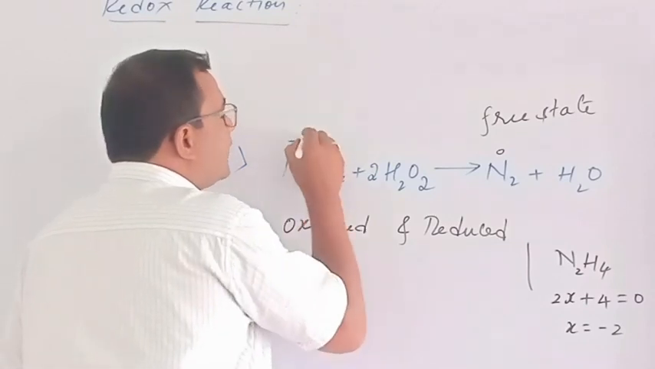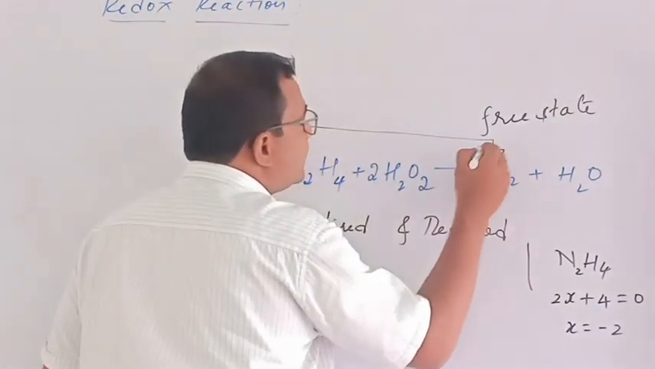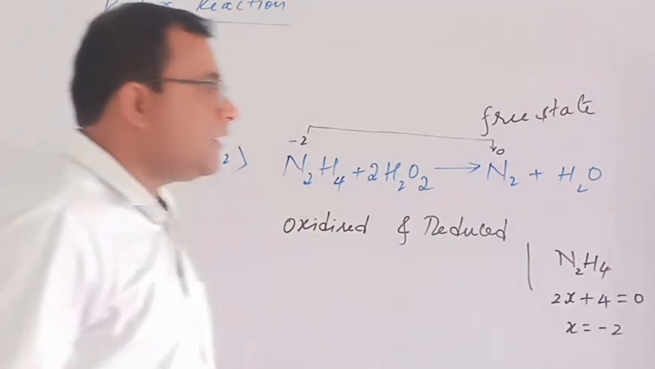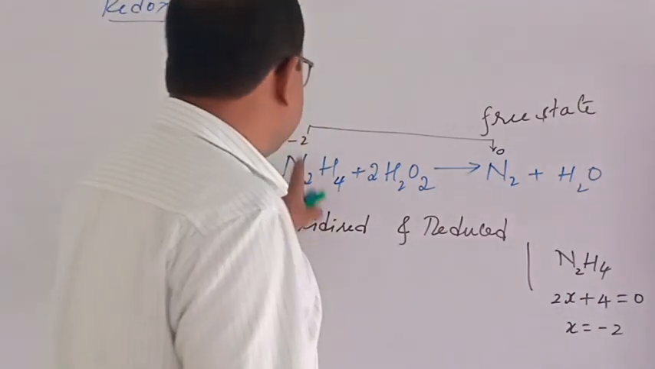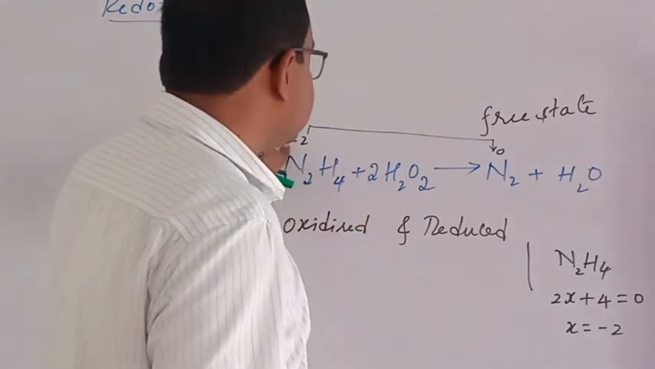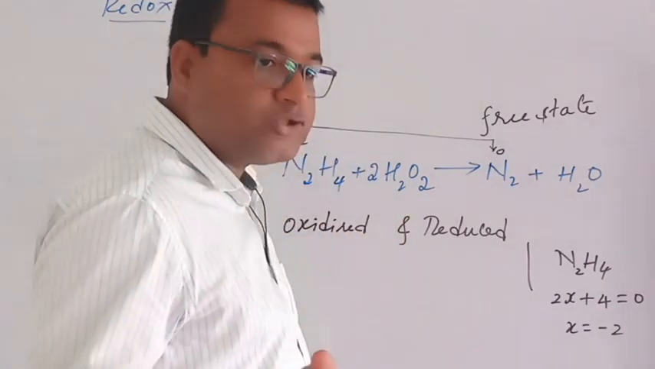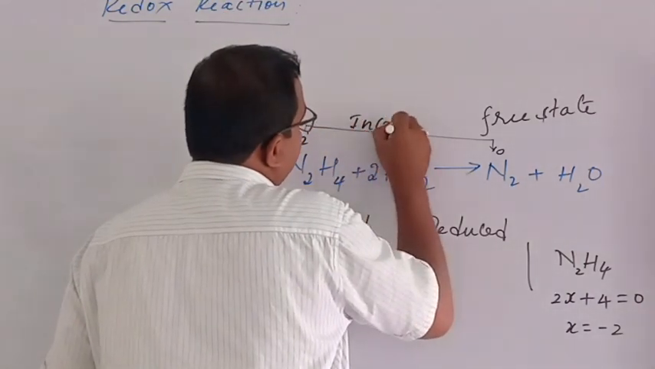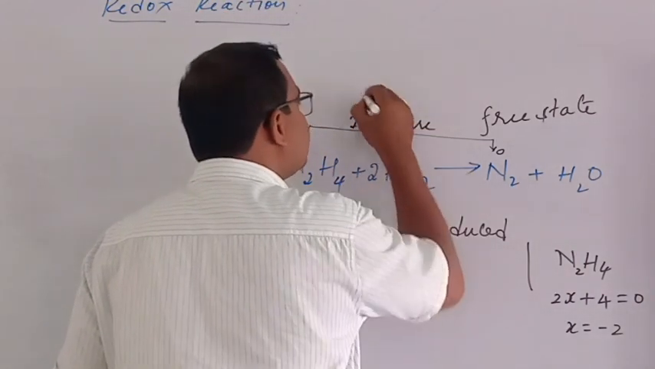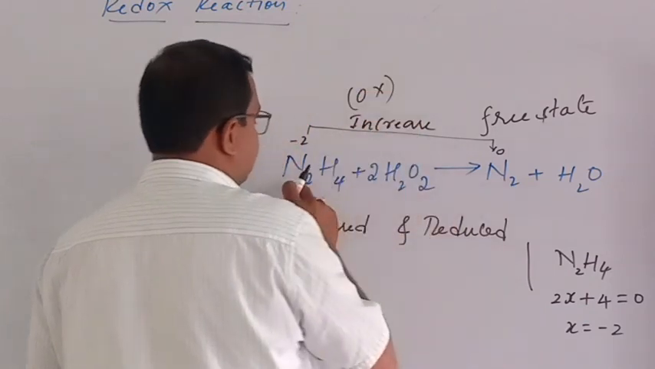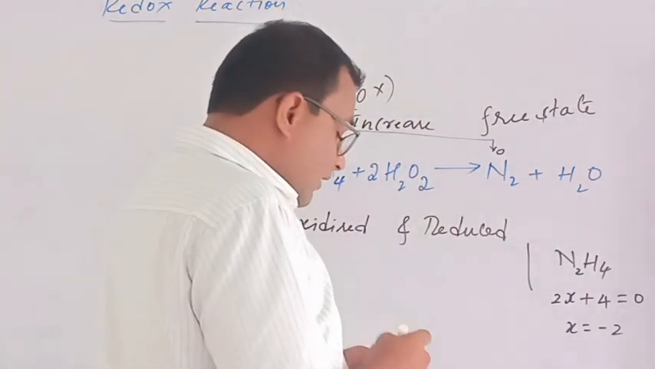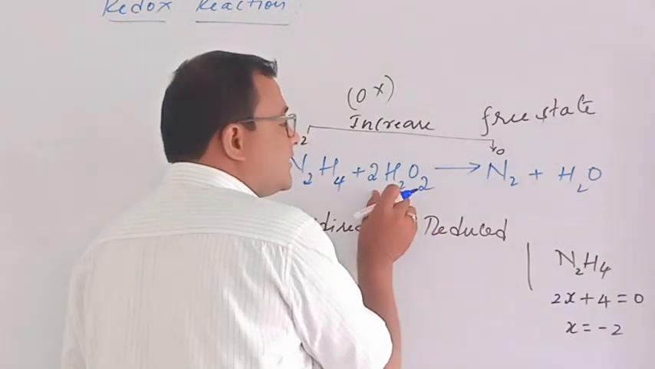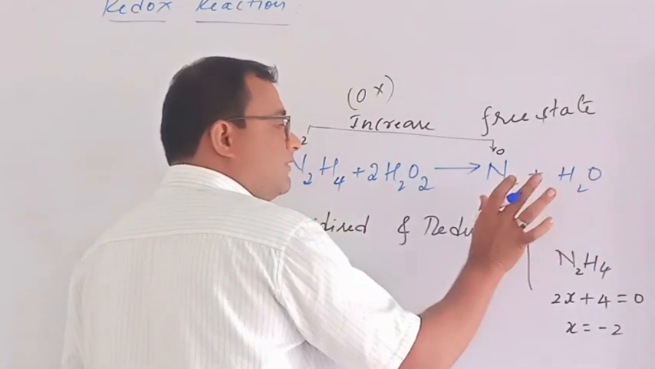Sorry, the charge goes from minus 2 to 0. The charge increases, so it is oxidized. This got oxidized. Then what is the charge of hydrogen? It is +1 here and +1 there also. There is no change.